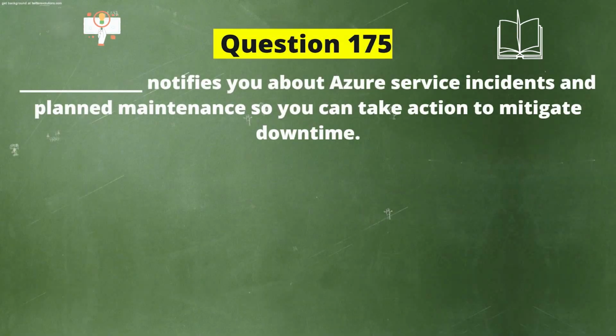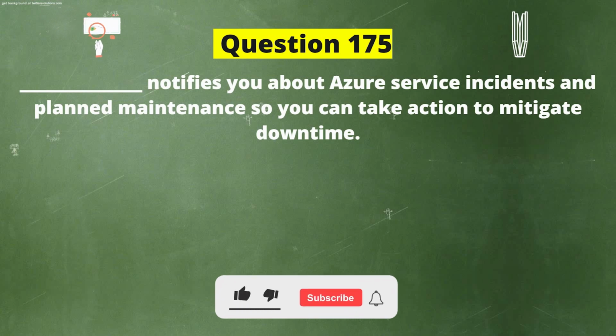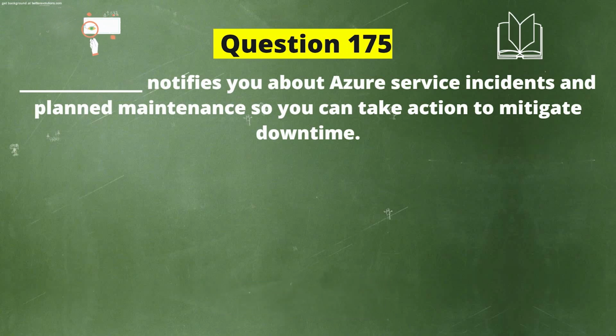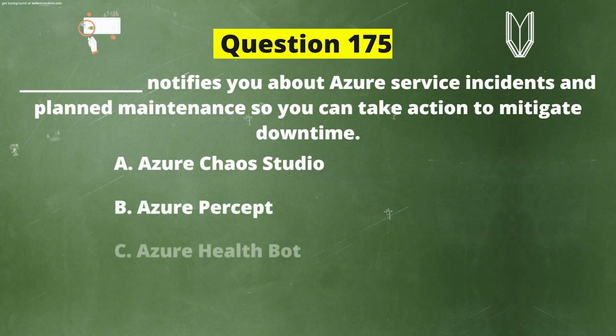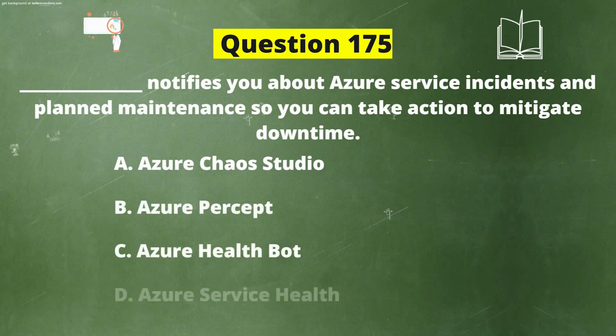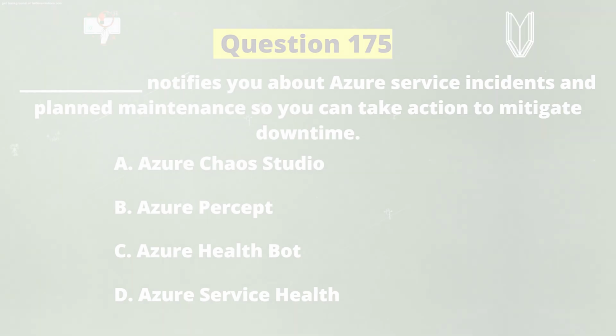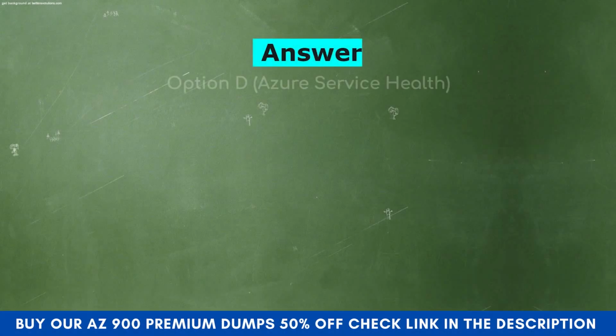Next question. Azure dash notifies you about Azure service incidents and planned maintenance so you can take action to mitigate downtime. And the options are A. Azure Kiosk Studio, B. Azure Percept, C. Azure Health Bot, D. Azure Service Health. And the correct answer is option D.